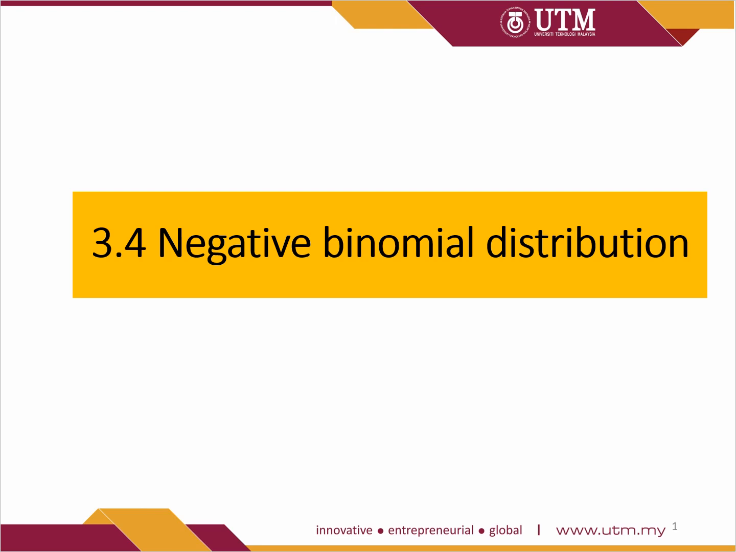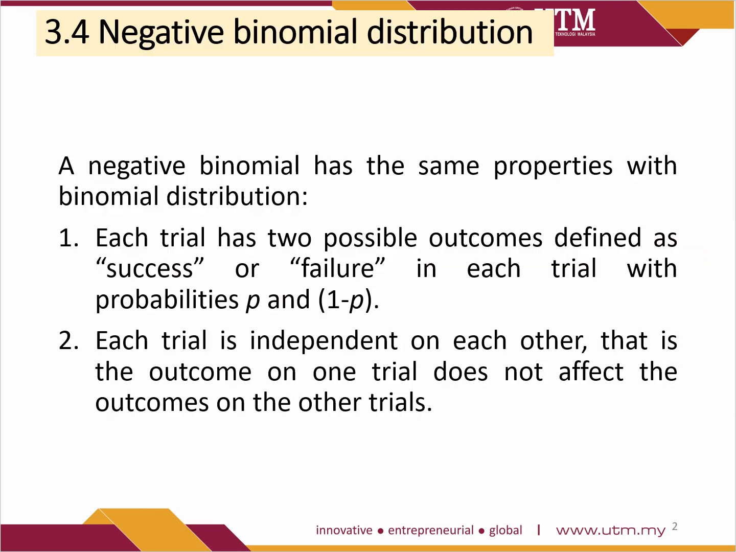So in this video, we are going to learn about one of the discrete probability distributions, which is the negative binomial distribution. A negative binomial has the same properties as the binomial distribution, where each trial has two possible outcomes, which we define as success or failure. The probability of success will be P and the probability of failure will be 1 minus P.